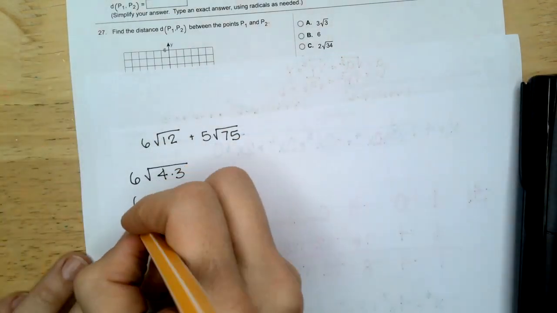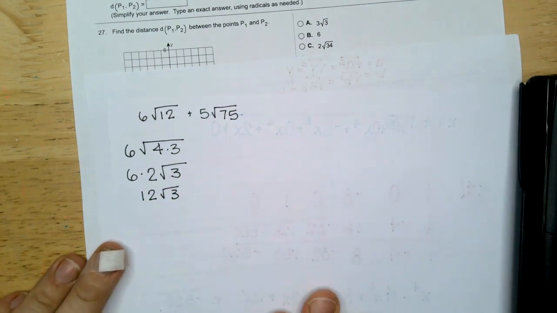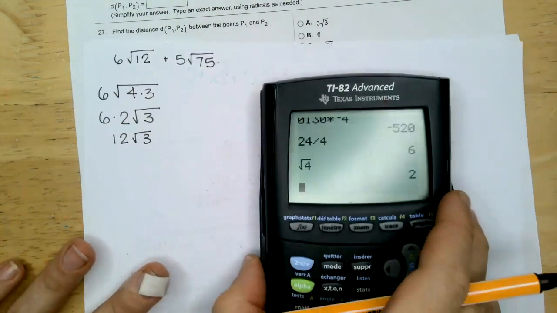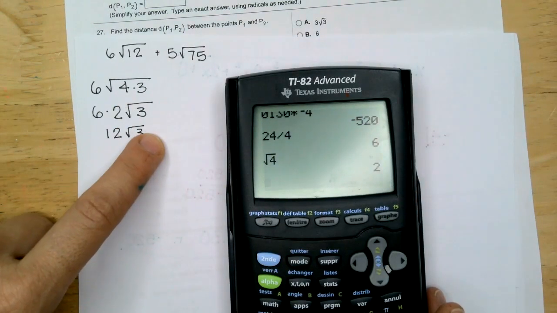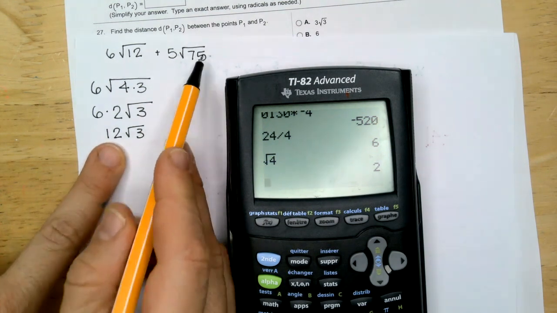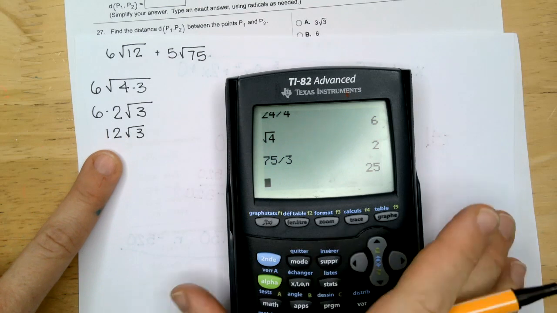6 times 2 is 12. So that's now 12 square root of 3. That's definitely as simple as I can get it. 3 is not going to be divisible by anything. Now, take 75, because what I want is another term that has a square root of 3. So I'm going to take 75, and if I divide it by 3, hopefully I get a perfect square as my answer, and I do.